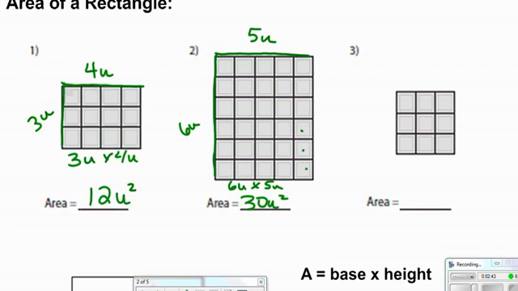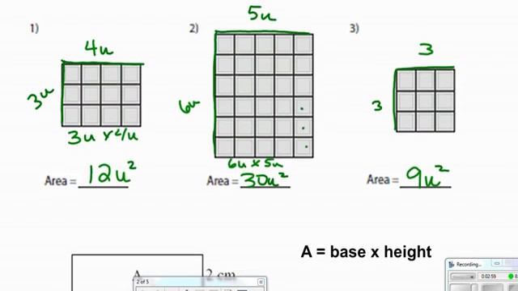Or the last example, I hope you recognize that it is a square. It is 3 by 3. So you get 9 units squared, and a reminder, 9 was one of our perfect squares. I hope you remember that. And so that was where we started out.